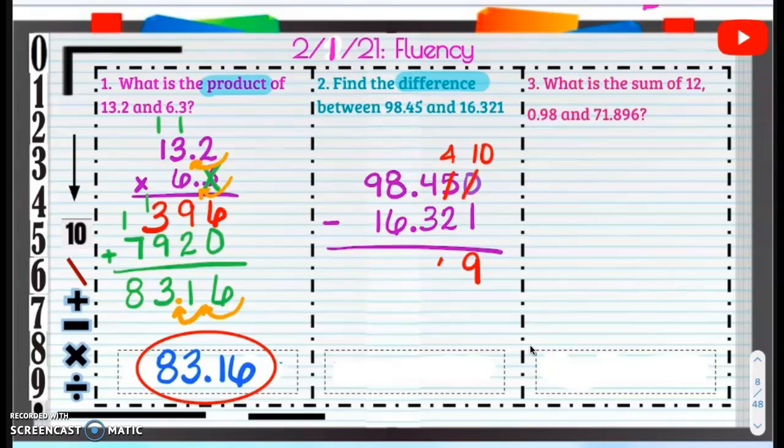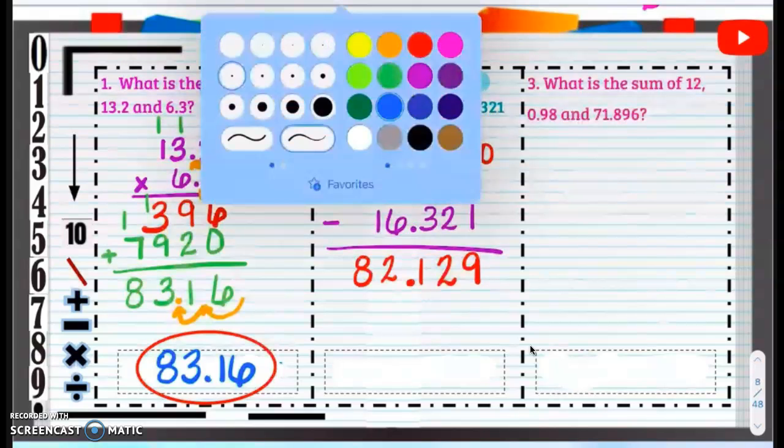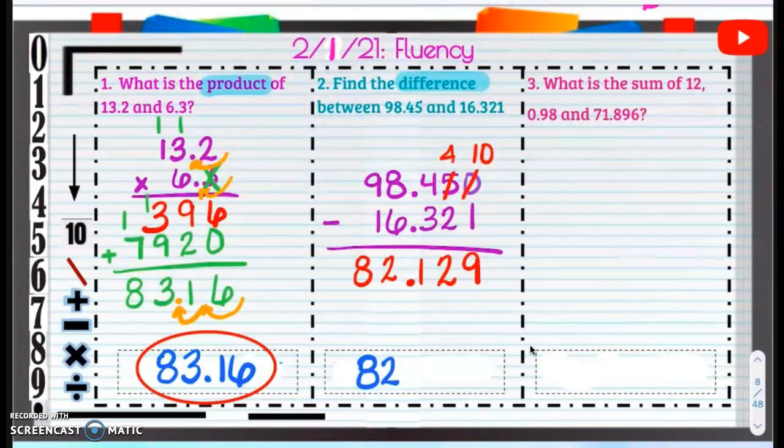4 minus 2 is 2. 4 minus 3 is 1. Drop that decimal. 8 minus 6 is 2. 9 minus 1 is 8. That wasn't too bad. So our answer is going to be 82 and 129,000ths. Perfect. All right, next one.